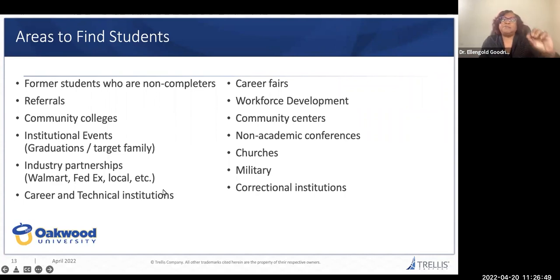But I'm just going to hit on former students. I know this is what Oakwood does, but I don't know how many institutions are intentional about reaching back to non-completers. Because you want to talk about low-hanging fruit? That's low-hanging fruit. You know them already. You have their information. They've been with you already. Unless it was a bad experience, you can still have an opportunity to make things right, or reestablish a relationship. So in terms of places and ways to connect with adult learners, you have the gamut right there.